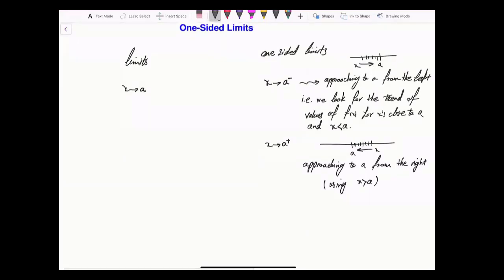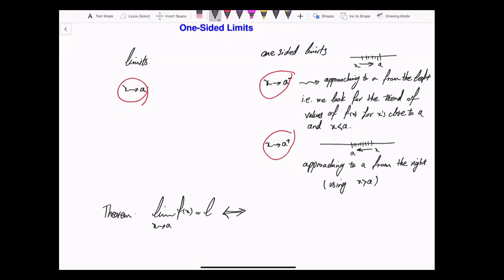And well, you may say, okay, so these are two new things, and there is an old one. What is the relation between these two? That is given by another fact, a theorem saying that the limit of a function as x approaches a exists and is equal to L if and only if the right limit exists, the left limit exists, and these two are equal to each other.